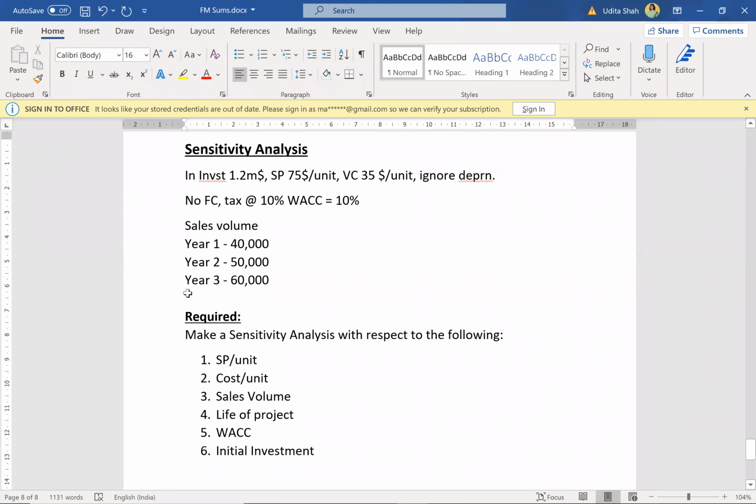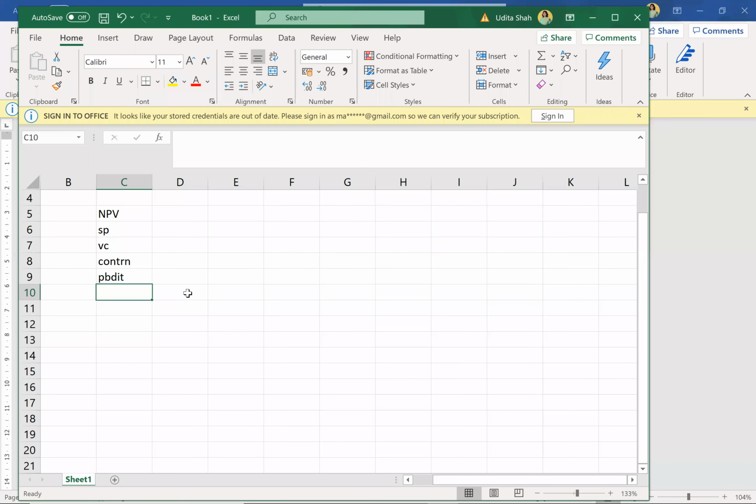In a homework problem, I can give depreciation. So contribution is PBDIT, and there is no depreciation, so PBDIT itself will become my PBT. Since there is no fixed cost and no depreciation, PBDIT becomes my PBT, minus tax, therefore PAT. Again, there is no depreciation, so this itself becomes CFAT, cash flow after tax. Into the discounting factor will give me the present value of cash flow.